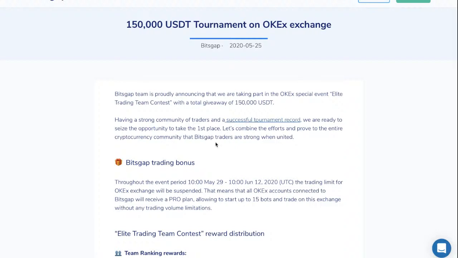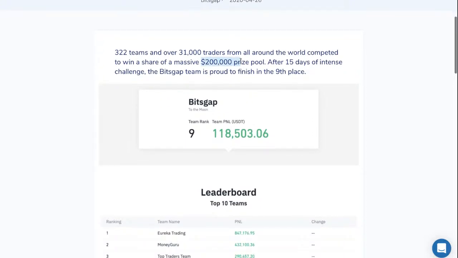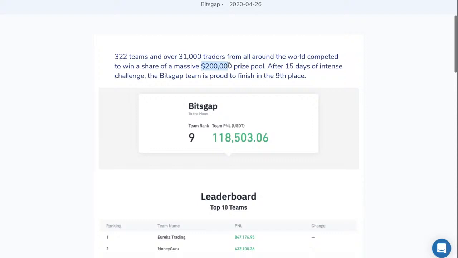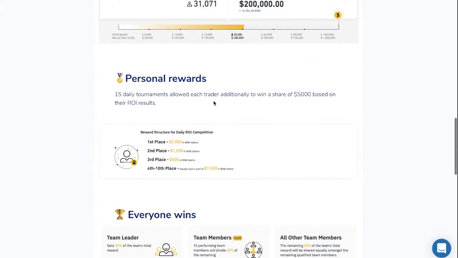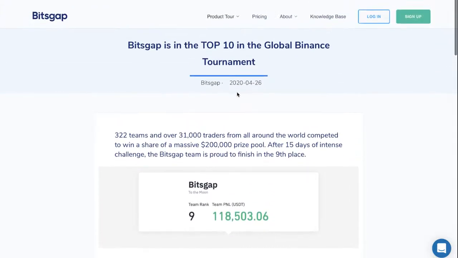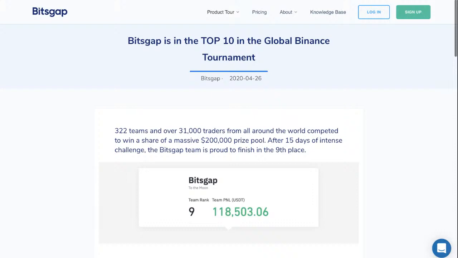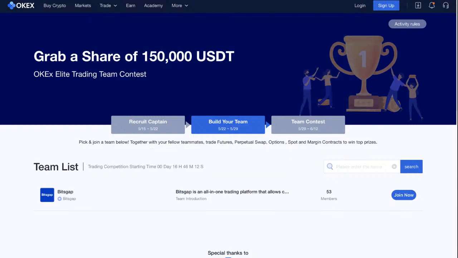And here is a successful example. We participated in the Binance competition. The prize pool was, I think, even higher than $200,000, and we managed to take the 9th place. All right, and as we managed to take the 9th place, we were able to split the rewards between the traders. But now we are aiming, with the proven successful track record, to take only first places. So yeah, together we can do this, I think.